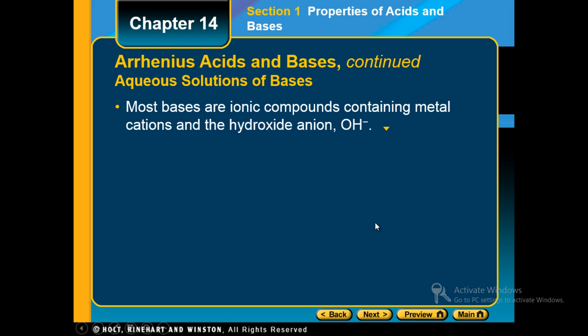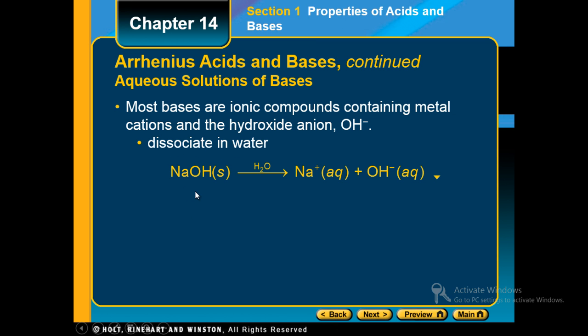Now we will move to the bases. Most bases are ionic compounds. They contain a metal cation and the hydroxide anion. They dissociate in water, like we said in the previous chapter. Since they are ionic, they can dissociate in water. An example is NaOH solid, which dissociates in water to give Na plus aqueous, the sodium ion, and OH negative aqueous, which is the hydroxide ion.